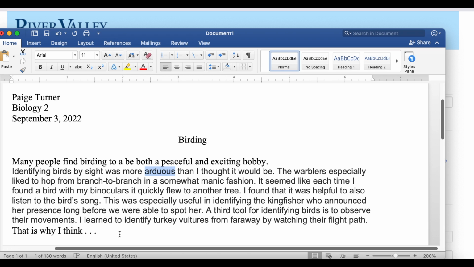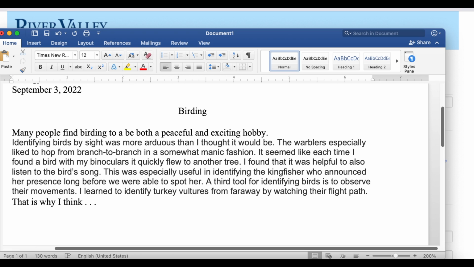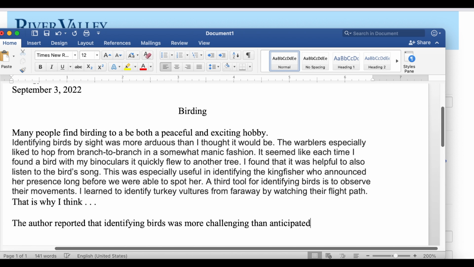An alternative to this is to paraphrase what the author wrote. So to do that, I would type something like, the author reported that identifying birds was more challenging than anticipated. So now I've taken that sentence and I've put it into my own words.